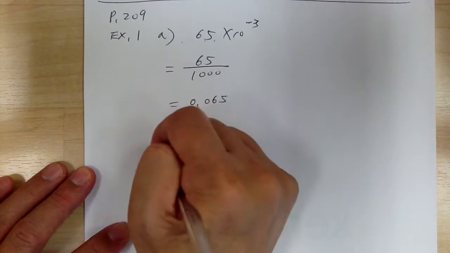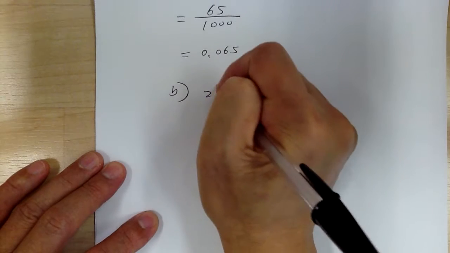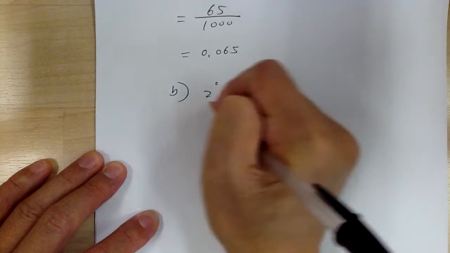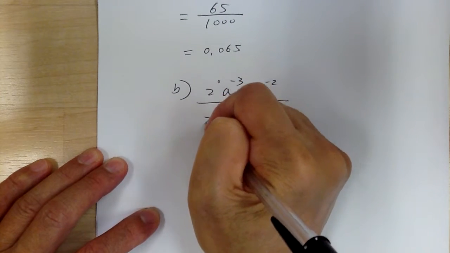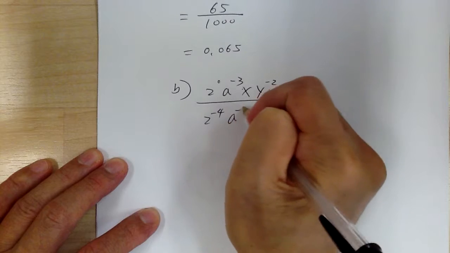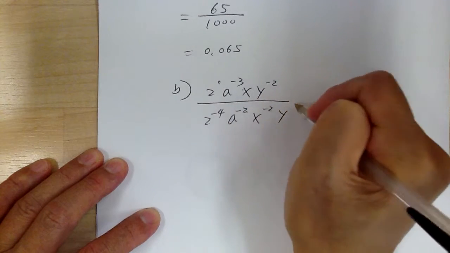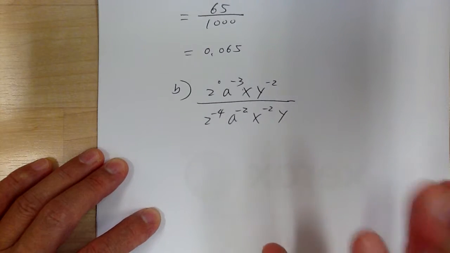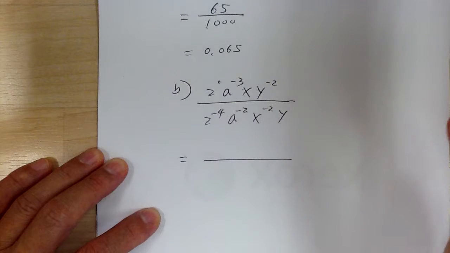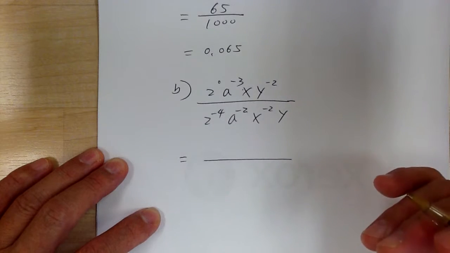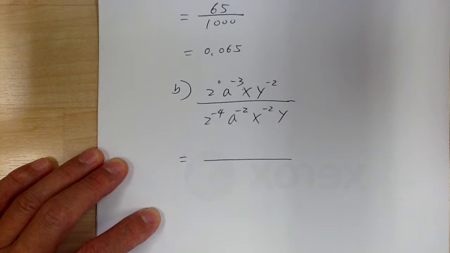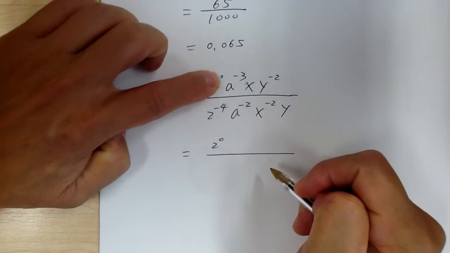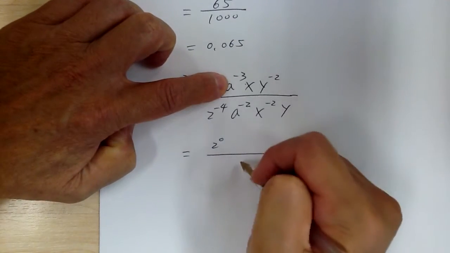Now let's go to B. You've got 2 to the 0, a to the negative 3, x, y to the negative 2, over 2 to the negative 4, a to the negative 2, x to the negative 2, y. It's very easy to make a mistake when you subtract negative numbers. So instead of using the quotient rule and subtracting the exponents, I'm going to do the flipping first. That would be easier to handle. This one stays. This one doesn't do anything. This one, negative exponent means you flip it to the bottom.